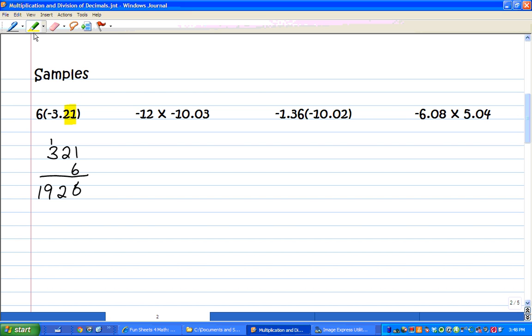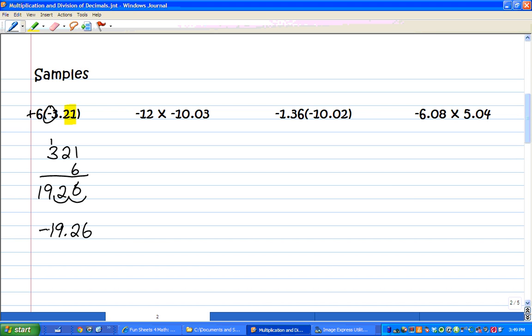There are 2 digits to the right of the decimal here. So we got to move the decimal over 2 places. So this is 19.26 or 19 and 26 hundredths. And then you look at the signs. I have a negative and I have a positive here. The signs are different, so the answer is negative.